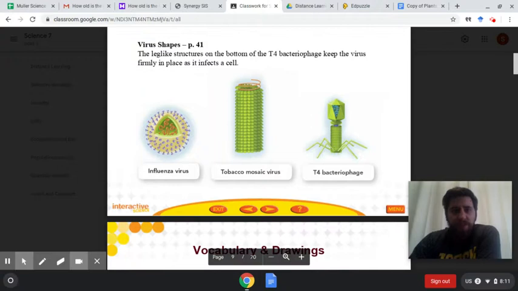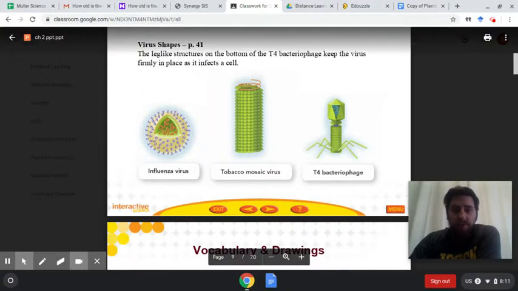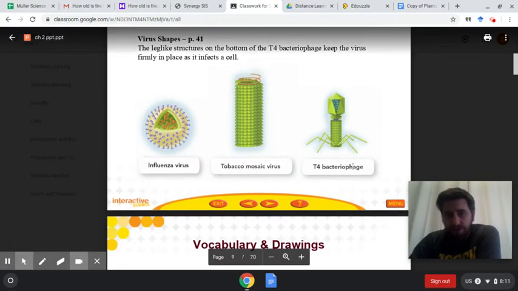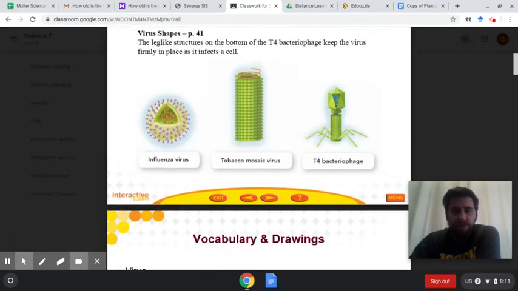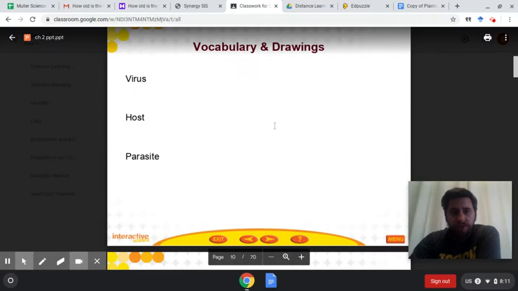And then maybe during interesting things for viruses, you talk about the shapes here. They come in different shapes and sizes. For example, a bacteriophage, or a cylinder or a circle.